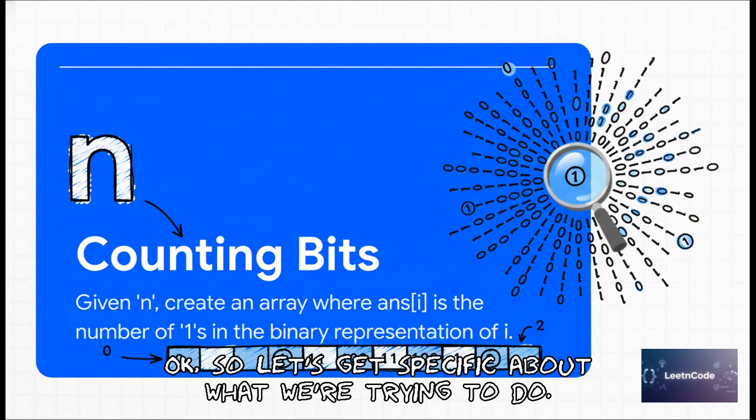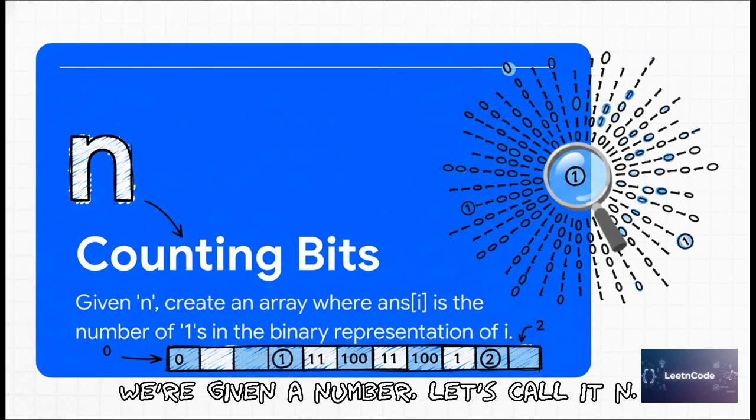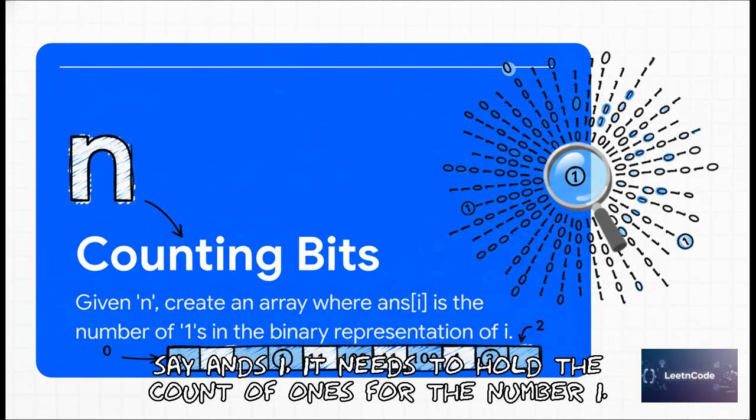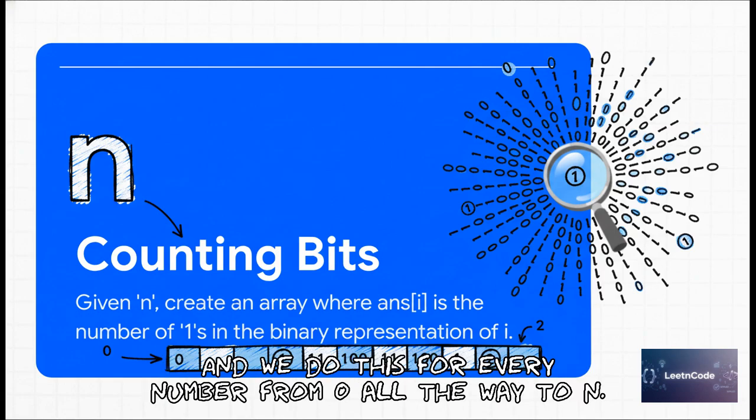Okay, so let's get specific about what we're trying to do. We're given a number, let's call it n. The goal is to build an array, we'll call it ans, and for every position in that array, say ans[i], it needs to hold the count of ones for the number i. And we do this for every number from 0 all the way to n.